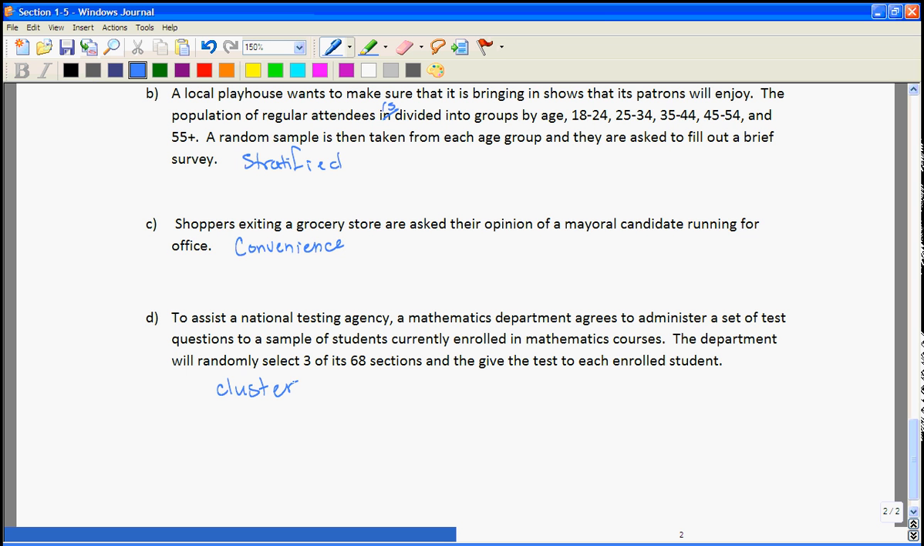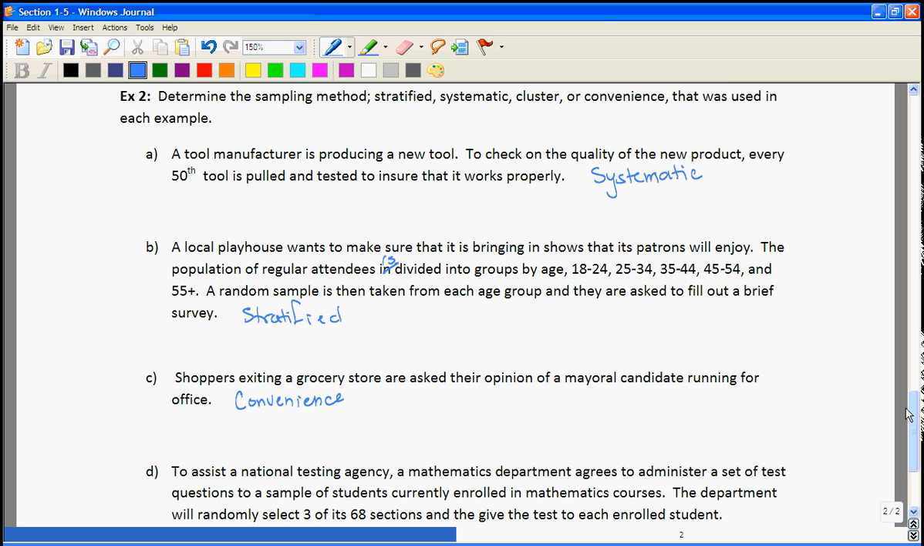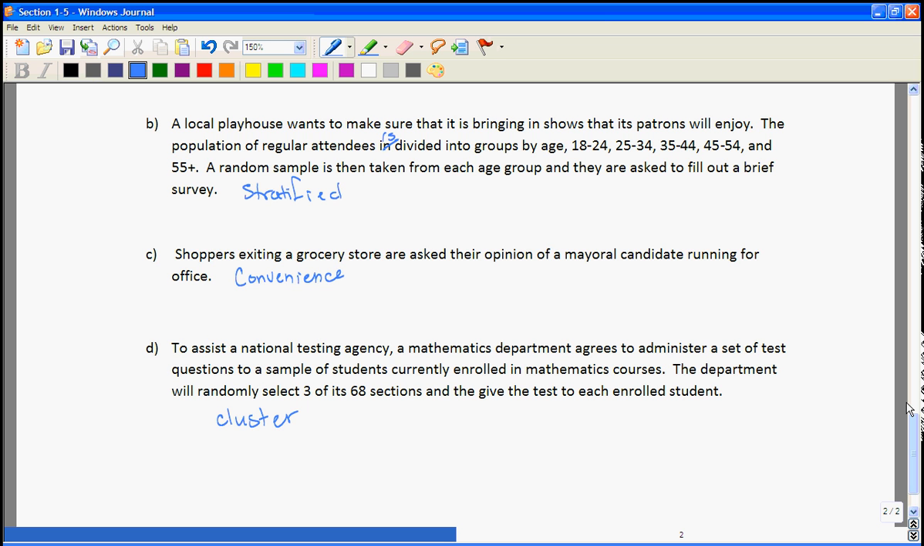Convenient kind of sticks out. That one's relatively obvious to recognize, and systematic is rather obvious because you're usually going to have that number that pops out, every 100th, every 1,000th, something like that. But between stratified and cluster, it can get a little confusing because both of them are grouping, but it depends on how the groups are introduced and whether we're sampling within the group or we're sampling the groups but including everybody within the group. So make sure you get that straight in your head, but you want to learn all of these different sampling techniques.